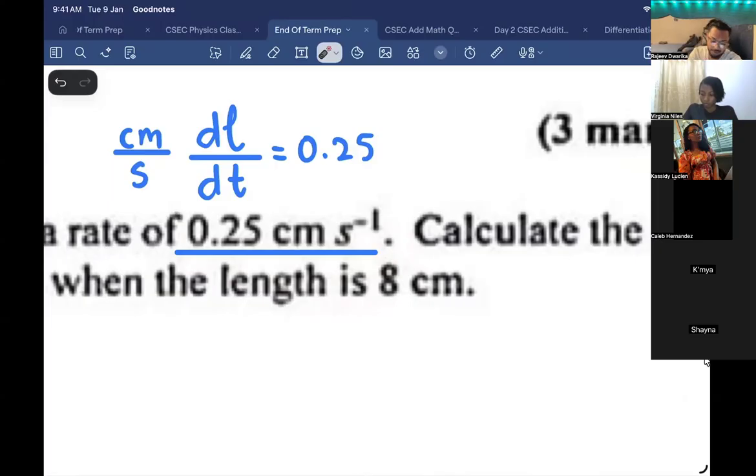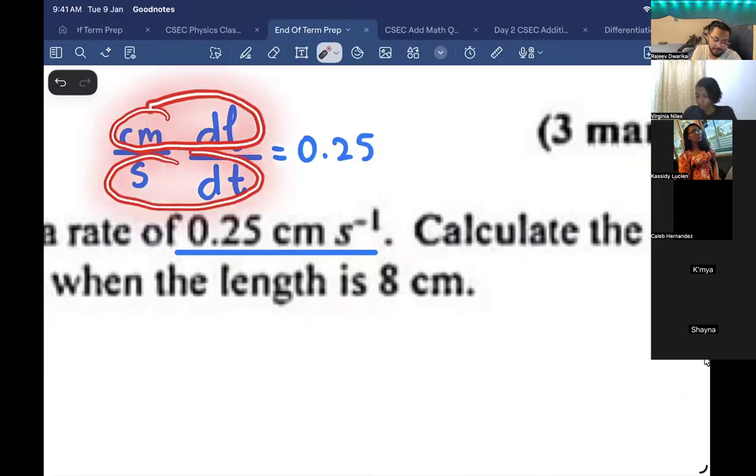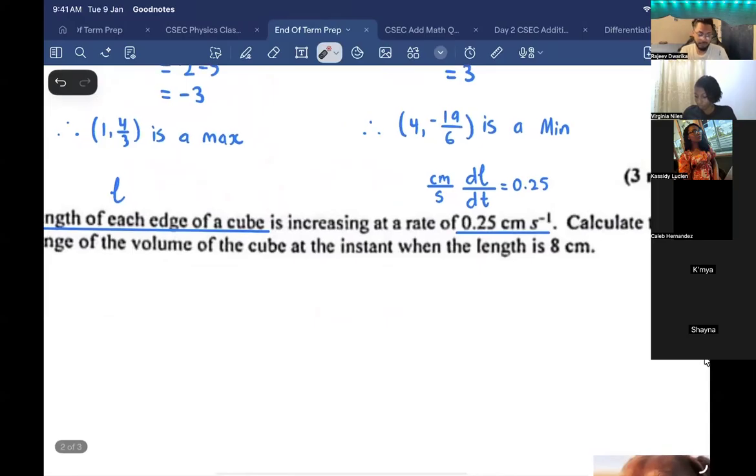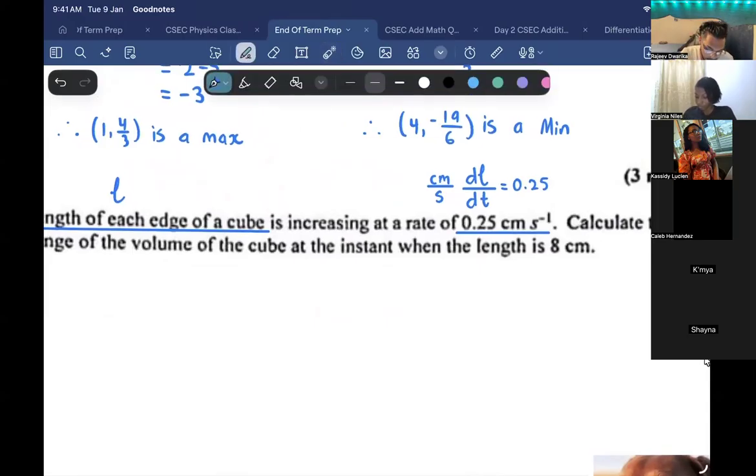So as you can see, what does centimeter measure? Length. So the length is changing with respect to time. Do you understand how I dissected that part? Good. So I'm going to write that I have dL/dt. This is very important. So dL/dt is 0.25.